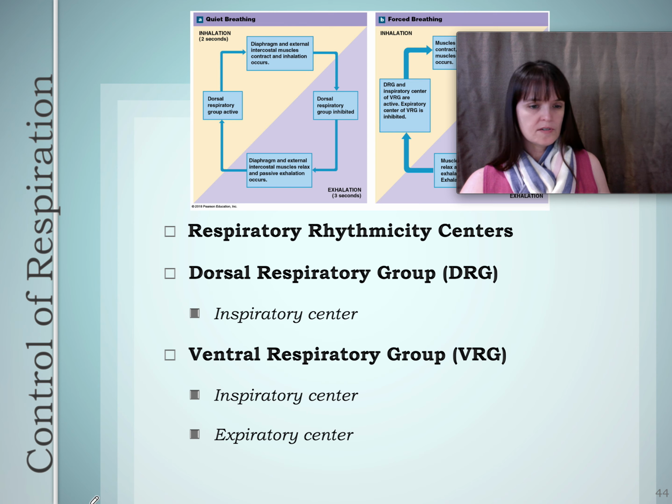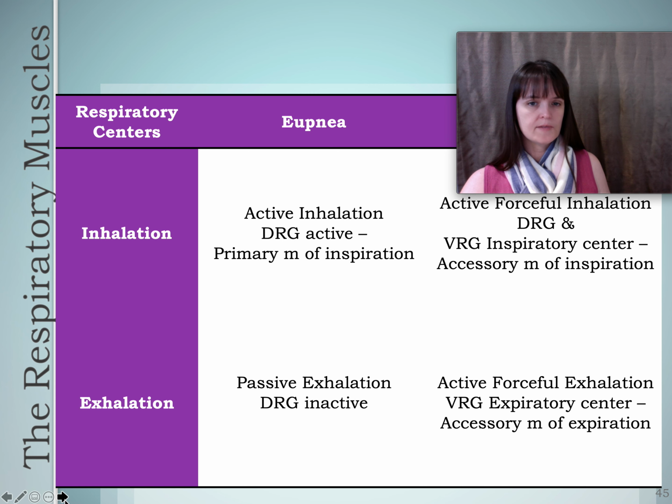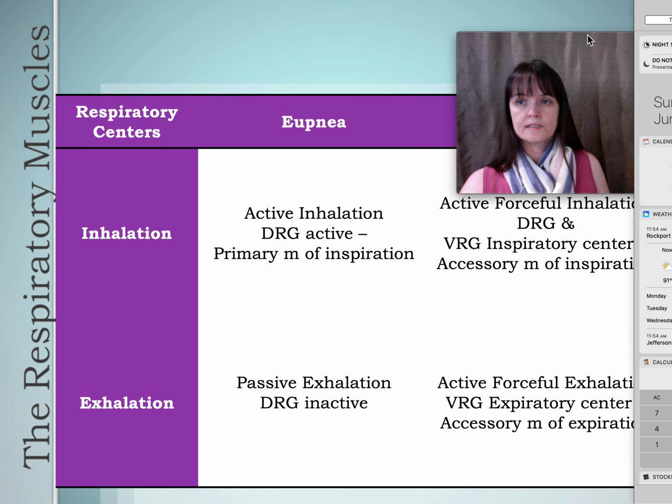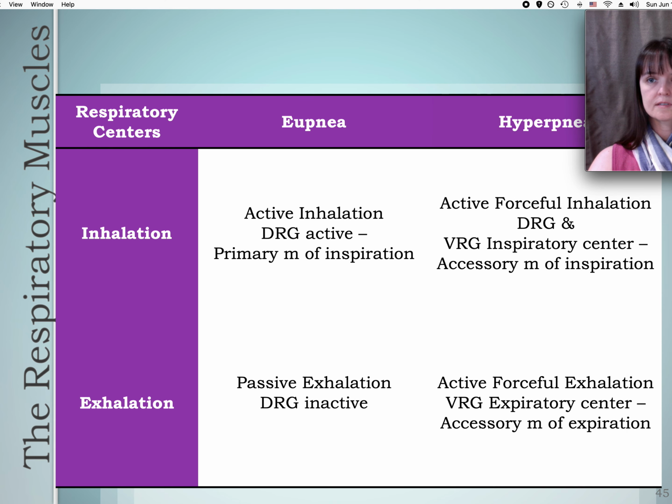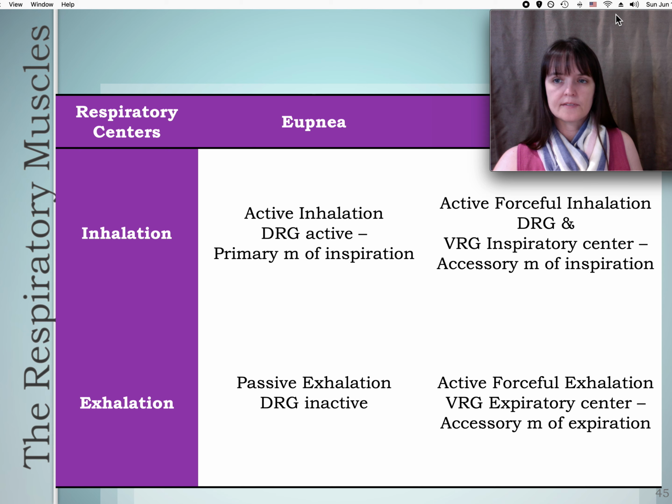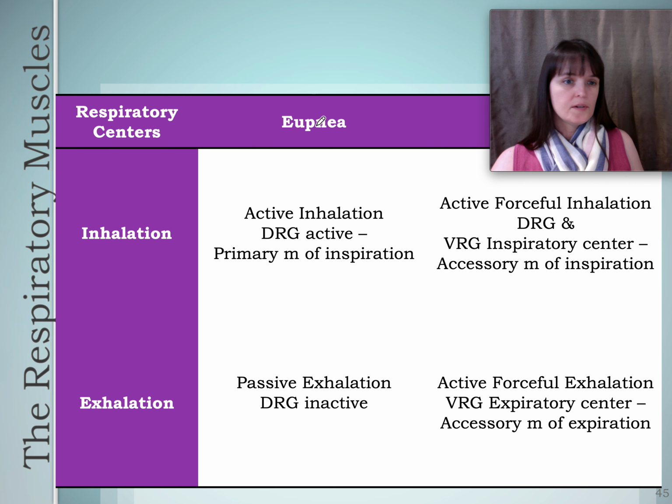And then I have a chart for you that I think says everything we just said. Hyperpnea, okay, you've seen it. Eupnea: inhalation is active, exhalation is passive. In inhalation, the DRG is active and controls the primary muscles of inspiration. In exhalation, the DRG is inactive.